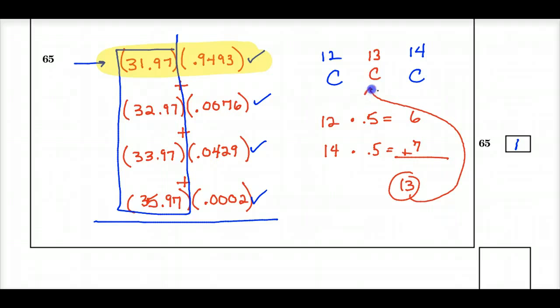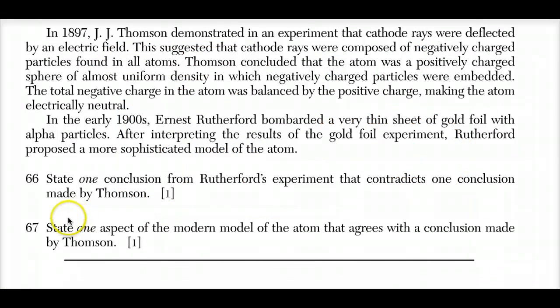So when you're averaging, you're still doing the same operation, but you are making every number equal weight, when in fact they don't. Okay? So number 65, that's how you would set it up, or something along those lines. And number 66: State one conclusion from Rutherford's experiment that contradicts one conclusion made by Thomson. Okay, so in this question, I went right to the question. I know there's a nice little blurb here. I'm going to go back to the blurb, but understand what they're asking. They want you to state one conclusion from Rutherford's experiment.